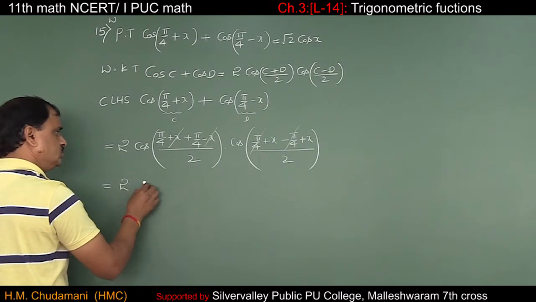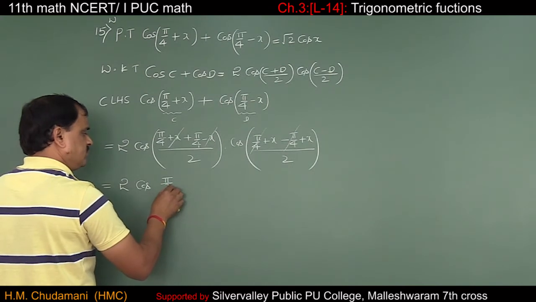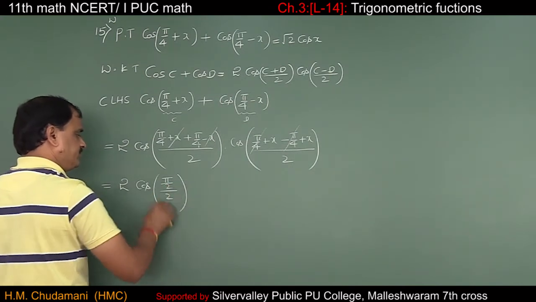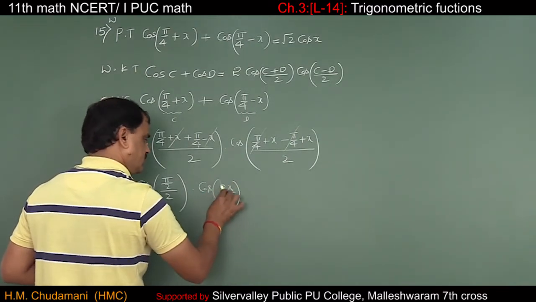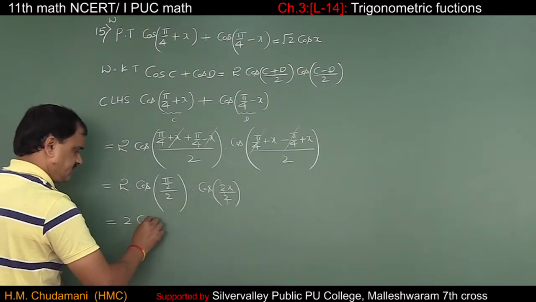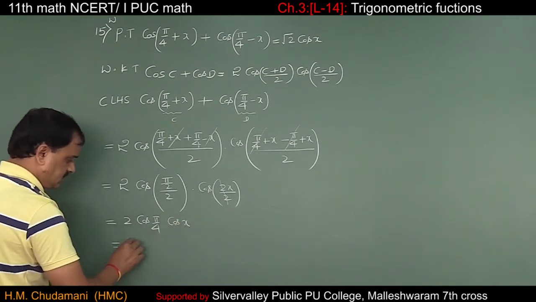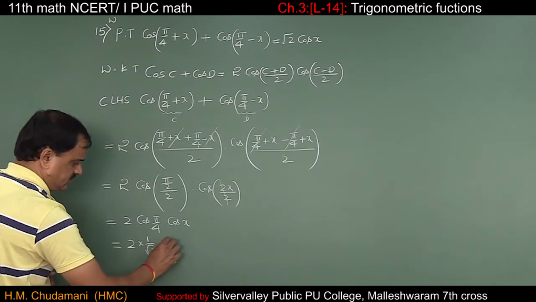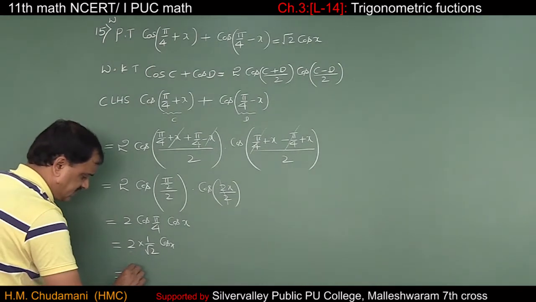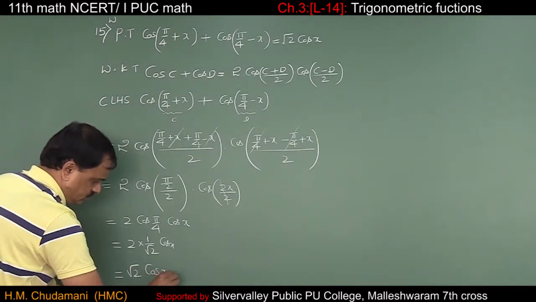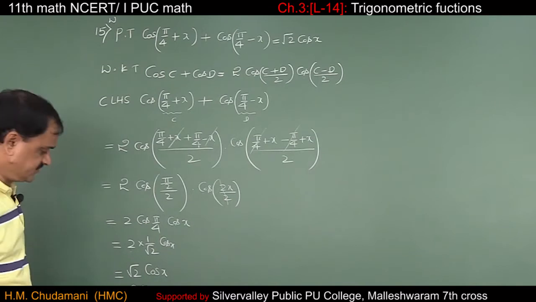This is equal to 2 cos pi by 4 plus pi by 4, which means pi by 2, divided by 2, into cos of 2x divided by 2. 2 gets cancelled. This is cos pi by 4 into cos x. What is cos pi by 4? 1 by root 2 into cos x. 2 can be written as root 2 into root 2. One of the root 2 gets cancelled. We are left with root 2 cos x. That is the RHS. Hence the result.